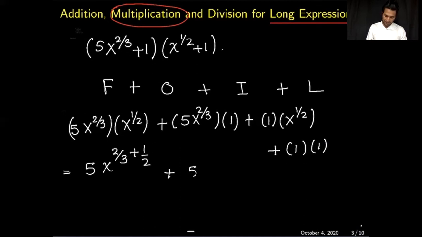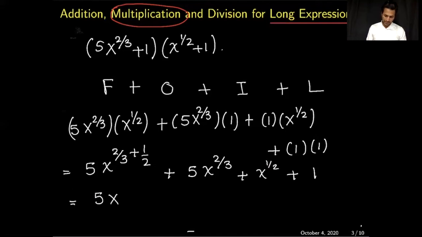1 multiplied by anything is just the same term, so x to the power 1/2 here, and then just 1 here. Sorry, x to the power 1/2. Now let's simplify this a bit more. So this is x to the power 2/3 plus 1/2.